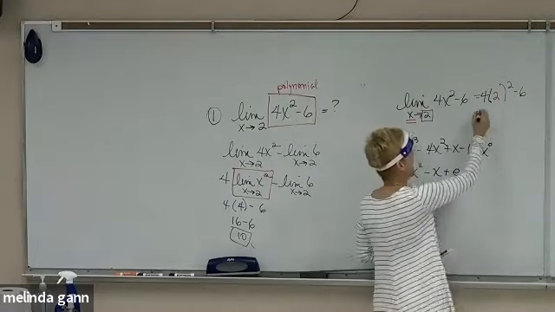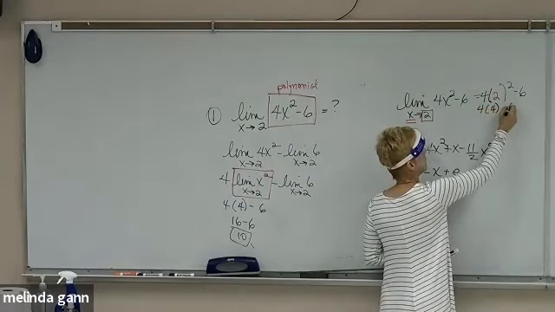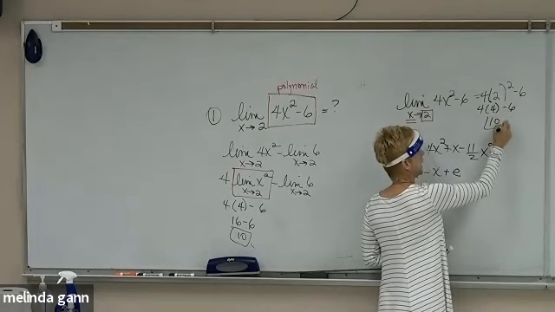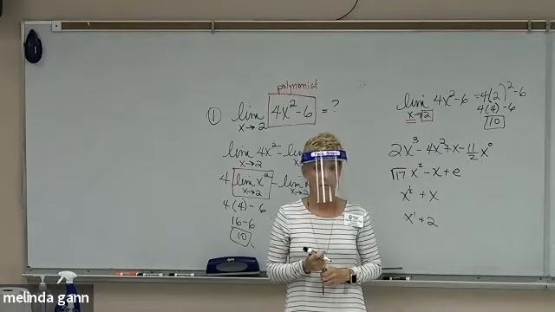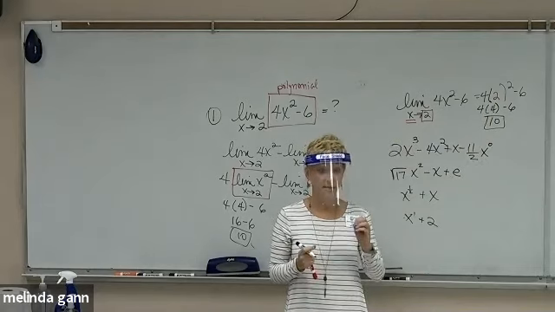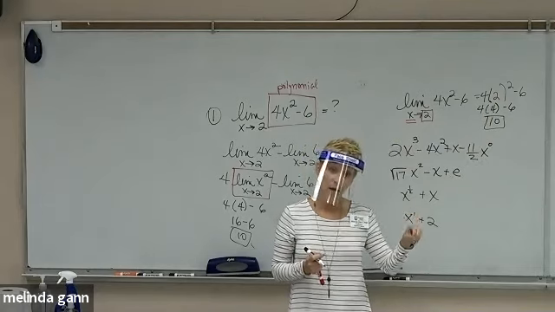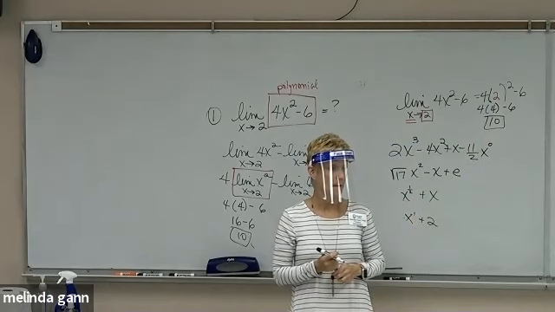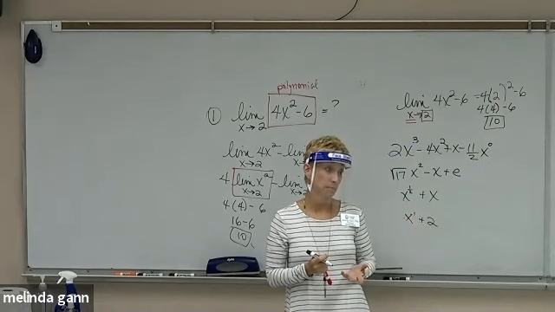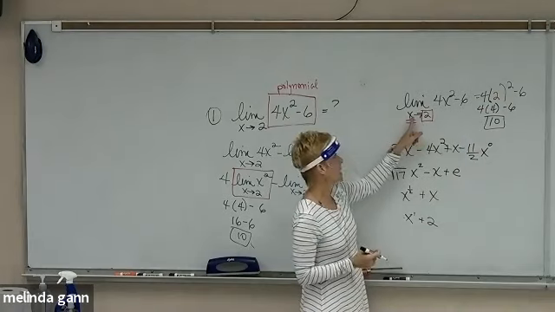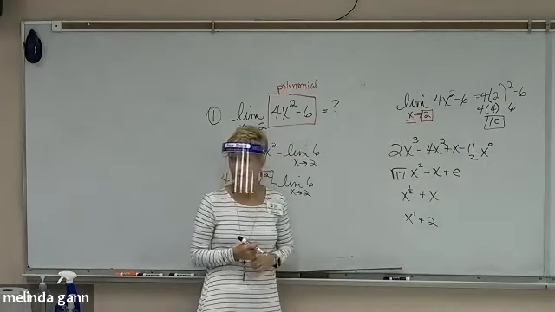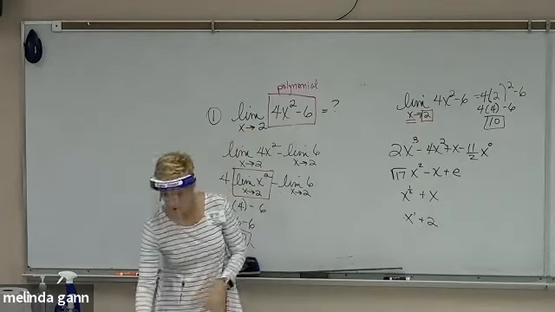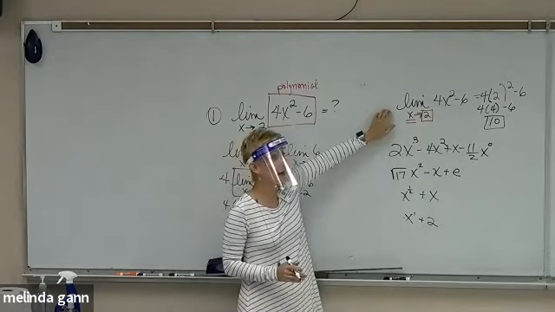So again, I get 4 times 4 minus 6. So again, I get what for my answer? 10. But I've got to know to do that it's a what? That it's a polynomial. Well, just substituting that number in is a lot shorter than doing all that. So if you know it's a polynomial, you now have permission to do it this way.